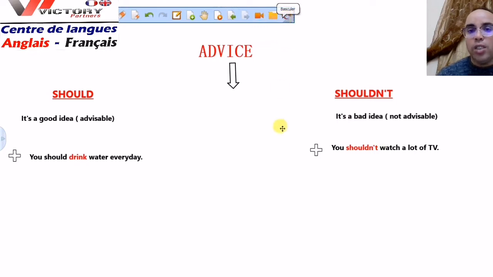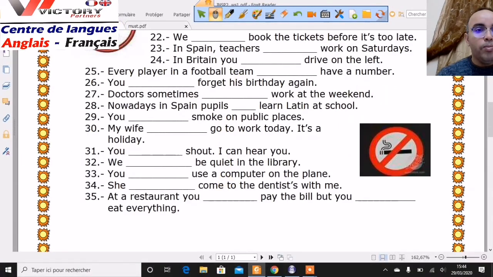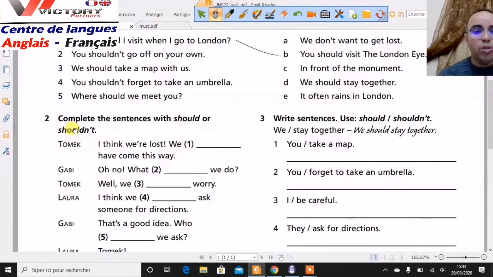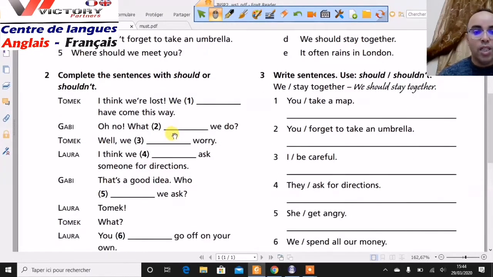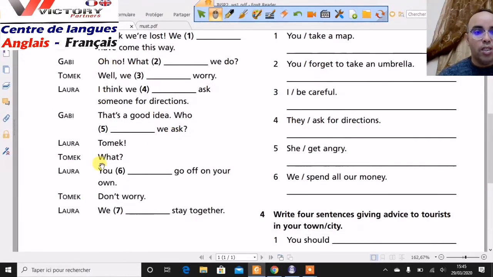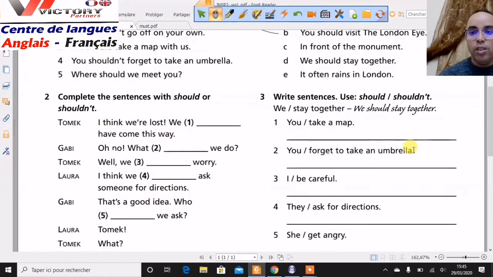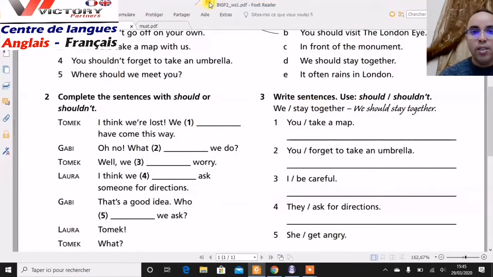So here are the exercises in order to practice these auxiliary verbs. Should, shouldn't. Match the sentences 1 to 5 with sentences A to E. We are going to do matching here. Exercise number 2. Complete the sentences with should or shouldn't, as you can see here. Exercise number 3. Write sentences. Use should or shouldn't. We have an example here.